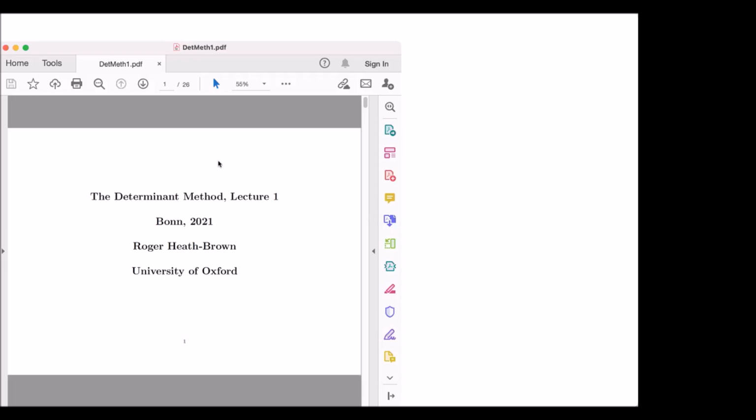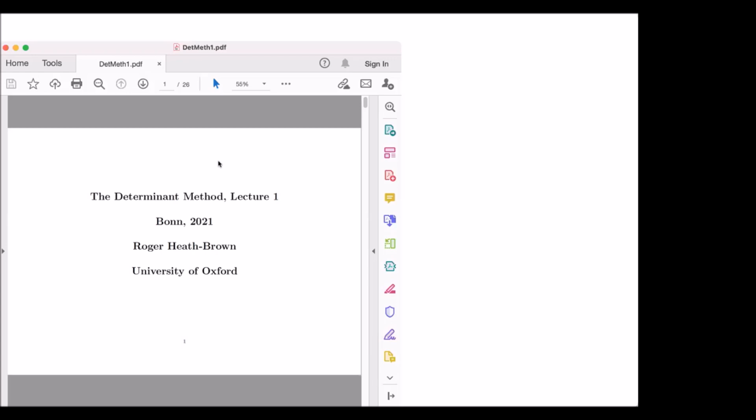Tomorrow, we're going to look at the basic result of the p-adic determinant method. We'll give more or less full proofs for that. And in the third lecture, we'll look at some other forms of the determinant method. And in particular, we'll look at the approximate determinant method. So that's the program.